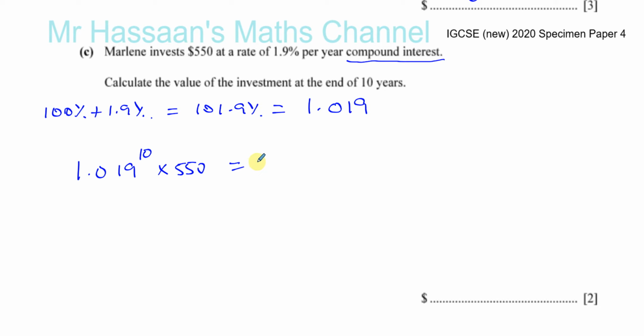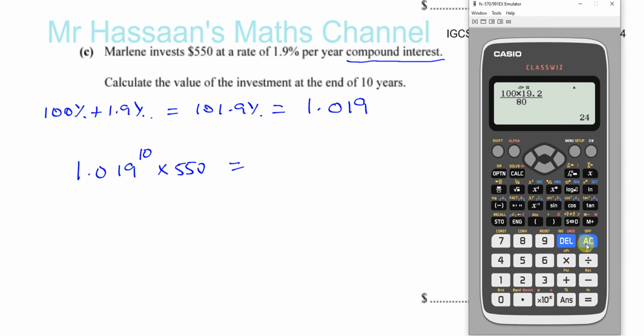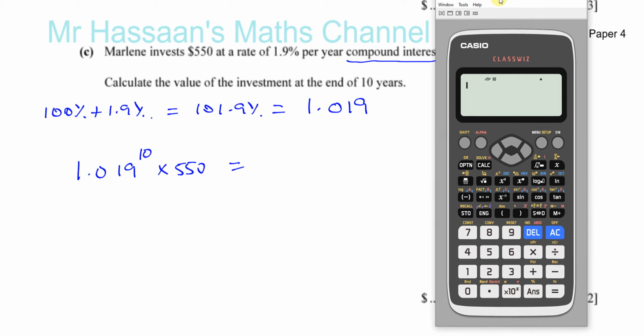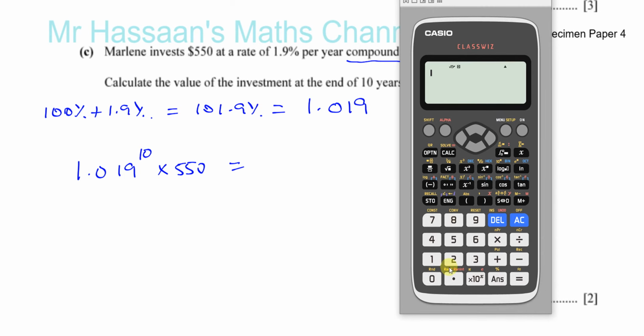Okay, so this is actually the compound interest formula, but done without memorizing, just through understanding. I'm going to show you how to use a formula as well, because that is important, but it's nice to understand how those formulas are formed. So anyway, you have 1.019 to the power of 10, and then multiplied by 550, and that will give you the amount after 10 years.